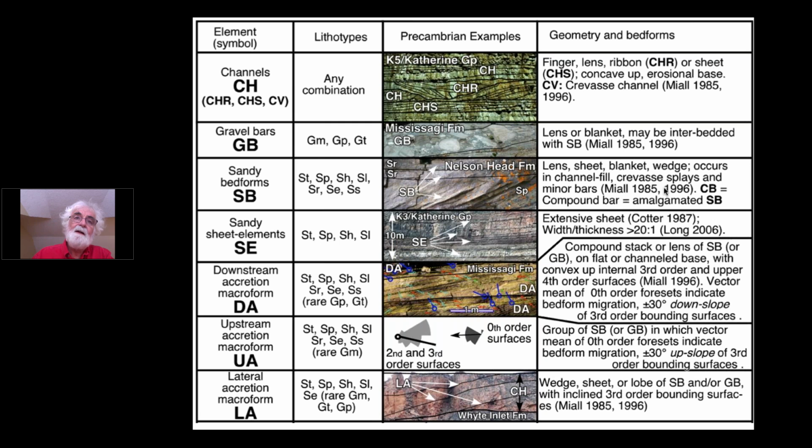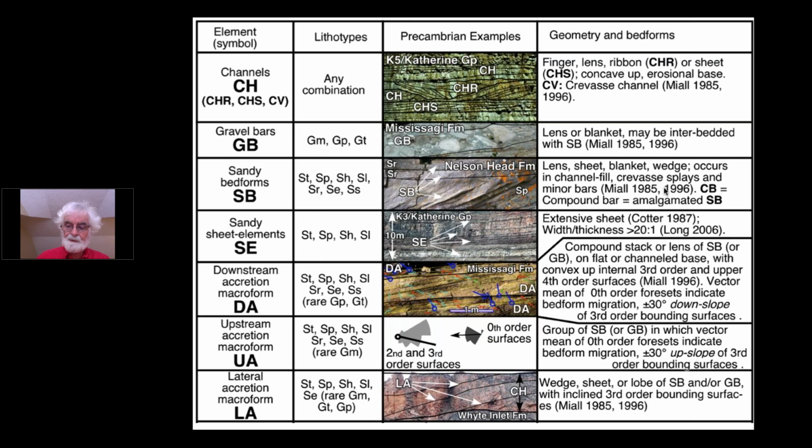One of the things that is recognizable that we see also in the Phanerozoic forms are abundant downstream accretionary macroforms. So big channel bars that are depositing on the downstream end, and they're behaving as normal braid bars do in large Phanerozoic river systems. Typically, with downstream accretion, the cross beds point in the same direction as the second and third order bounding surfaces. In a few cases, we find evidence that they're migrating up the back of these in-channel bed forms.